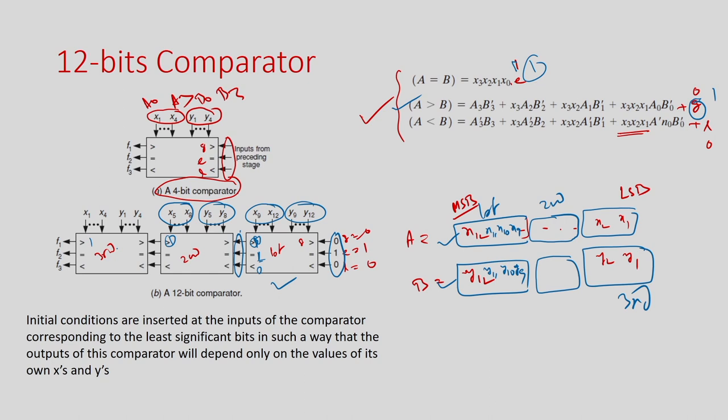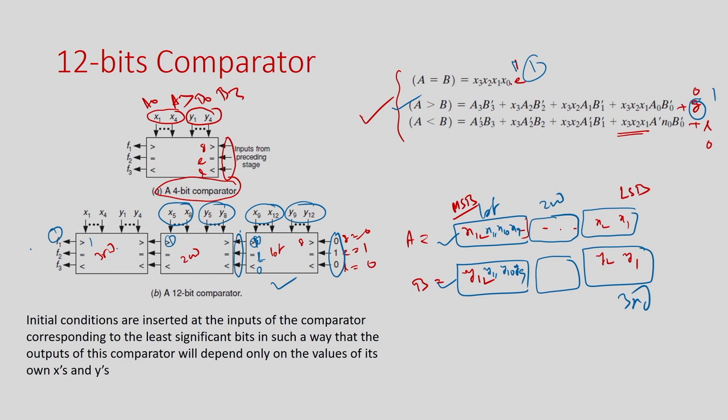So this way, finally, if at any level something is greater, that 1 will propagate to the final output. If at some point A is less than B, this will be propagated to the output, and if they are equal, that will finally be calculated at the final level. Okay, so this way I have just connected 3 4-bit comparators to construct a 12-bit comparator. I hope this is clear.